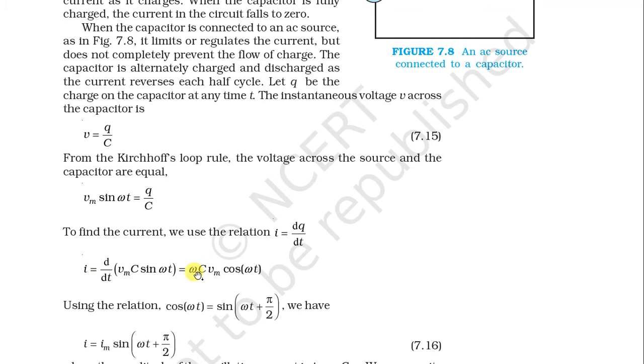So C into omega into Vm cos omega t is the derivative of sin omega t.